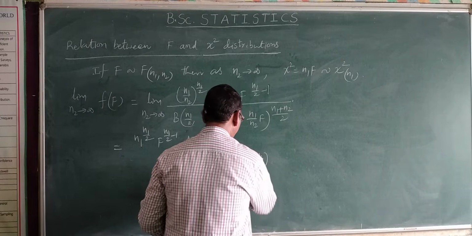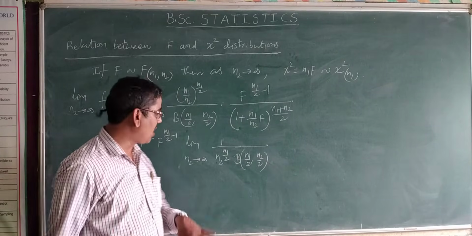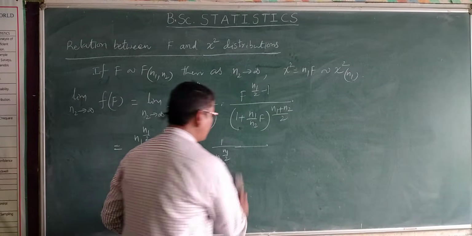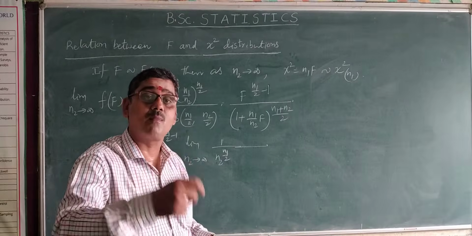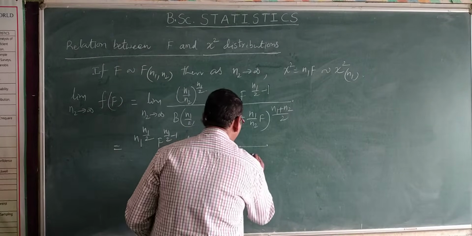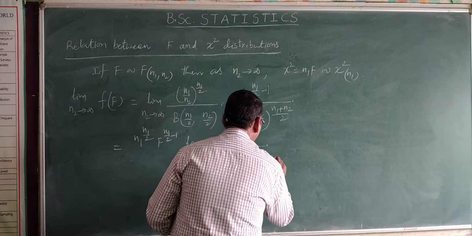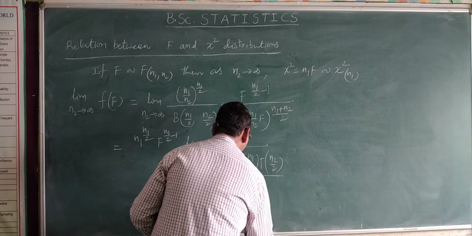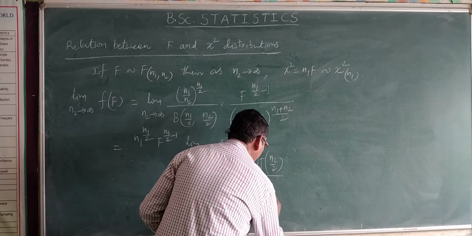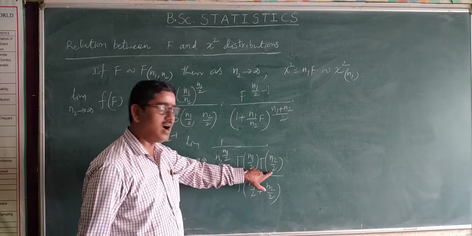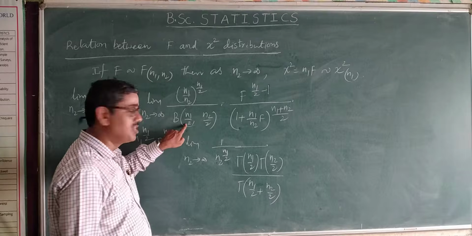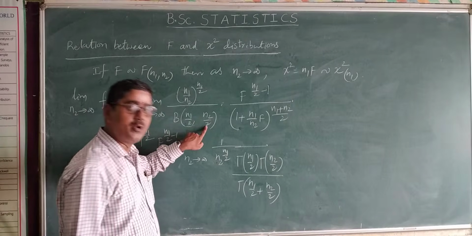That is another value I have to convert in terms of gamma. Beta of n1 by 2, n2 by 2, I convert in terms of gamma: gamma m gamma n divided by gamma of m plus n. That is, gamma of n1 by 2 times gamma of n2 by 2 divided by gamma of (n1 by 2 plus n2 by 2). That is the formula of beta(m, n), where m is equal to n1 by 2 and n is equal to n2 by 2.